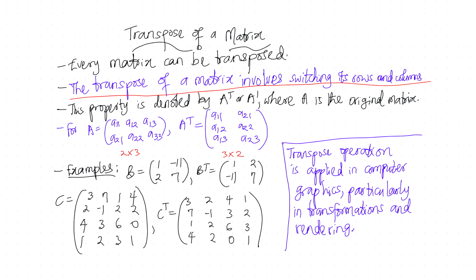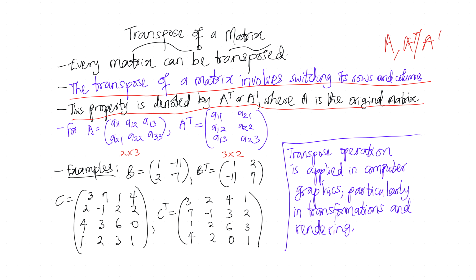This property called transpose is denoted by A raised to the power T, or A prime, where A is the original matrix. So if the original matrix is A, the transpose of A would be A transpose, or if you like, A prime. When you see A transpose or A prime, you know you're talking about the transpose of matrix A.